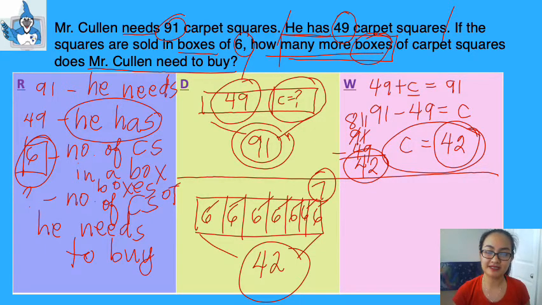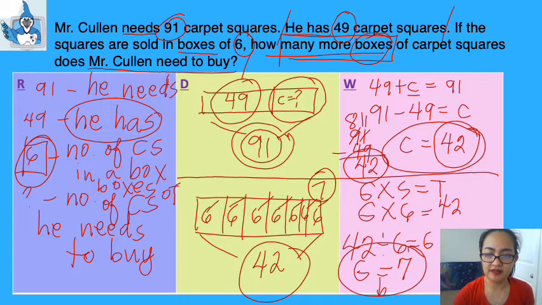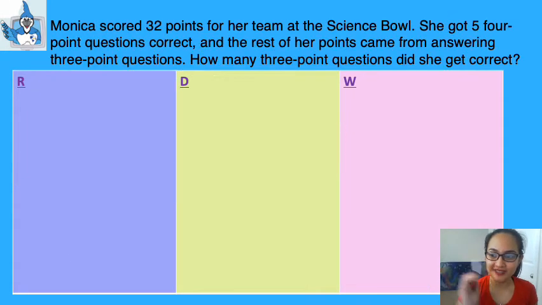Now let's write a number sentence for that. Remember, boys and girls, G times S equals T. Your G is the unknown. You know your size and you know your total. So what did we really do? We divided 42 divided by 6 equals G, and G is 7. 7 boxes. To answer the question with a statement, he needs 7 more boxes of carpet squares. All right, that is so fast. Let's try the next problem.